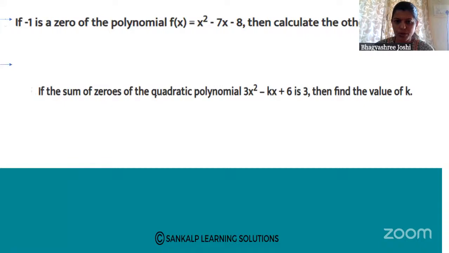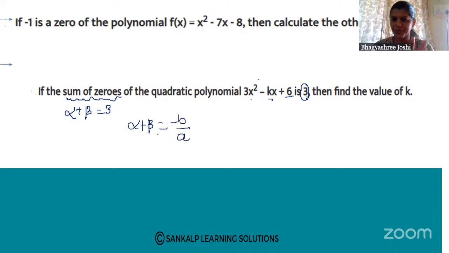If the sum of the zeros of the quadratic polynomial 3x square minus kx plus 6 is 3, observe carefully what they have given. Sum of the zeros means alpha plus beta. So alpha plus beta is equal to 3. Then find the value of k. We know the relation alpha plus beta is equal to minus b divided by a.